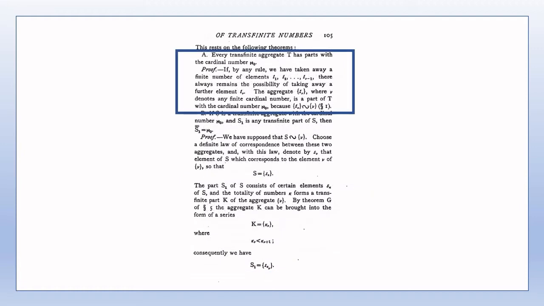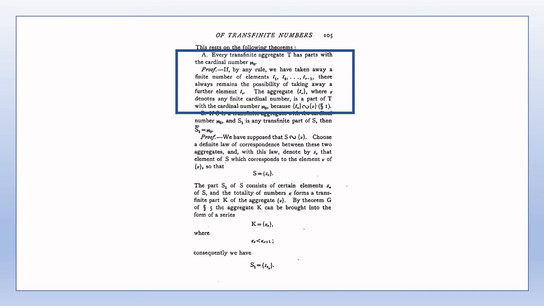There's an interesting aspect to Theorem A that's historically very significant. The proof of Theorem A, that is, that every transfinite aggregate T has parts with the cardinal number Aleph-Naught, uses a form of the axiom of choice, sometimes called the denumerable axiom of choice. This is indicated in the first line of the proof, which starts, if by any rule we have taken away a finite number of elements, and so on.